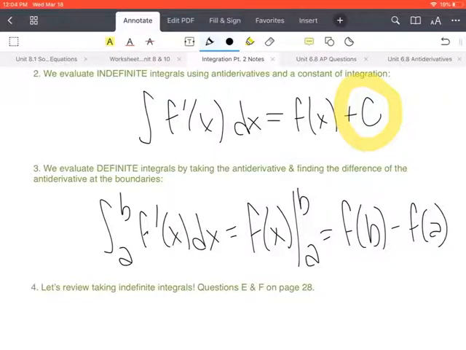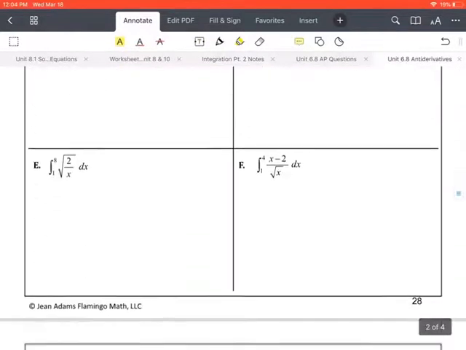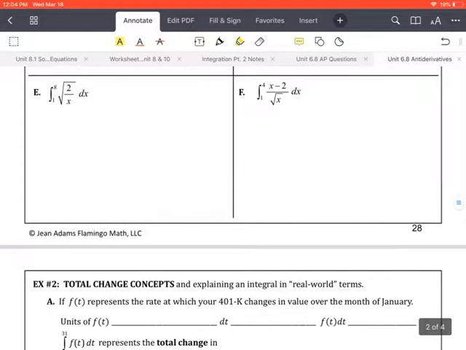Okay? All right, so now that we have FTC Part 1 and FTC Part 2 reviewed, let's practice taking two integrals before we move on. So on page 28, that was the last homework assignment I gave you guys before we left for break, questions E and F. These were a little bit tricky and I saw some of you guys struggled with them, so we're just going to go over them together.